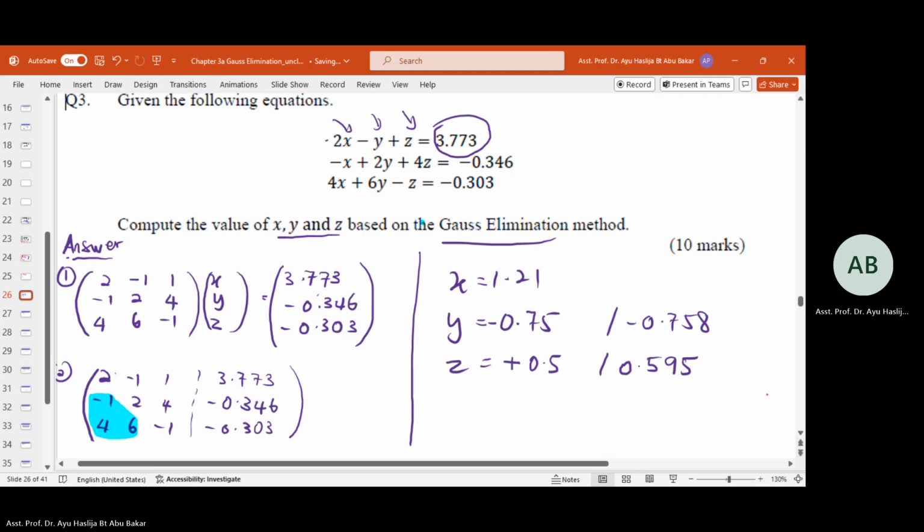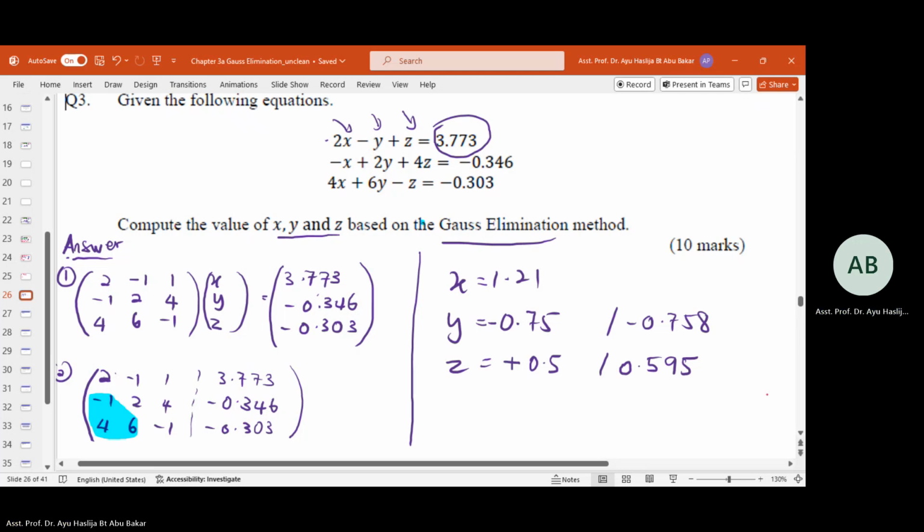You must show step by step how you get the value: the pivoting, the factor that you find, because each factor gets half marks. And then the final answer will get 1 mark for each. Any question for Gauss elimination?